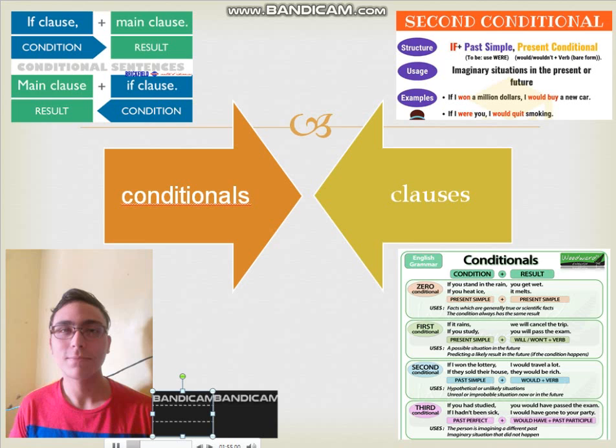These are probable or very feasible situations, but we cannot be 100% sure that they will occur. Contrary to type 0, this is not a universal truth but a particular situation. Here are some more examples. If you park here, you will get a fine. If I save enough money this month, I will buy a new laptop.